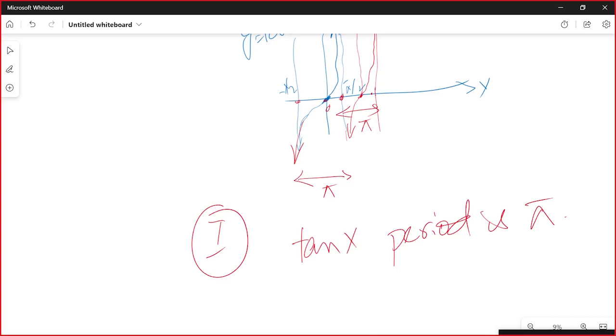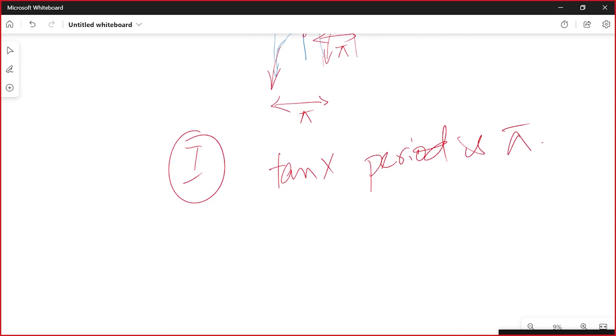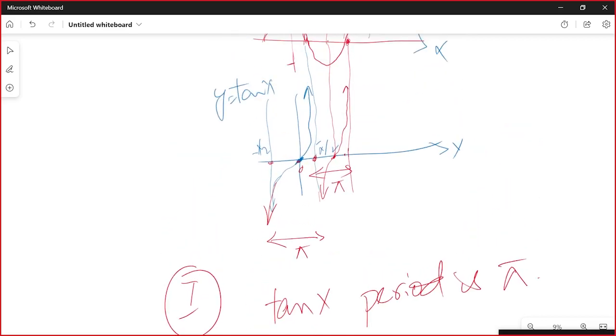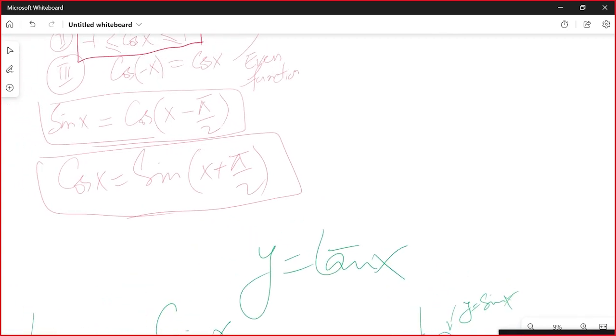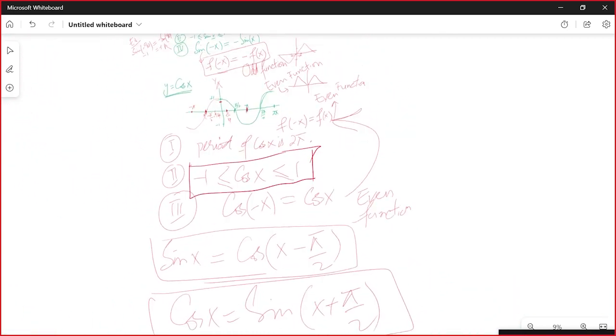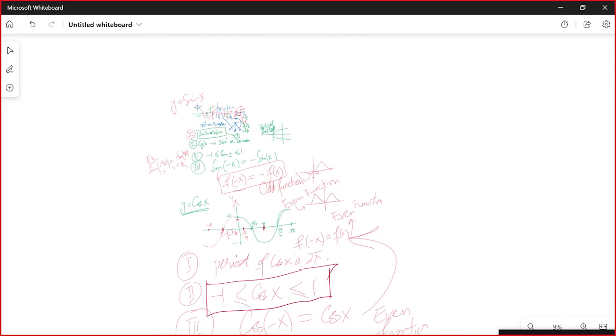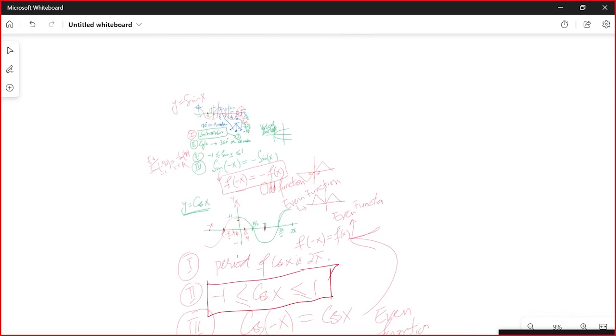You have seen the graph. In math we look at things as per the graphs. So the period of the graph is pi radians. If it is pi radians, you remember we had seen, for example, let's go back to this.